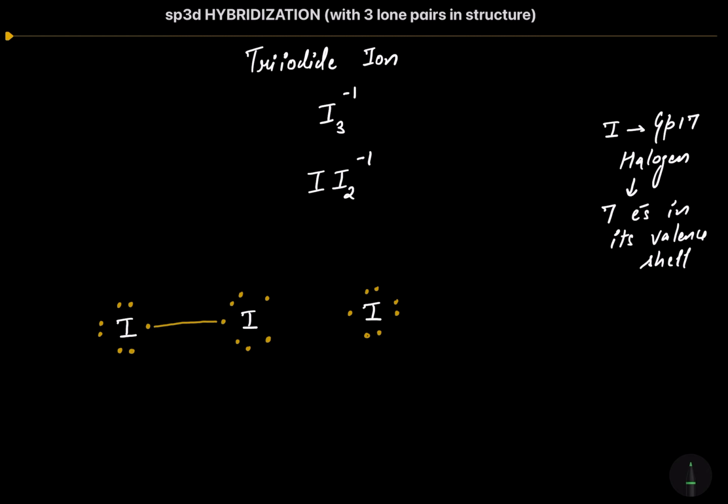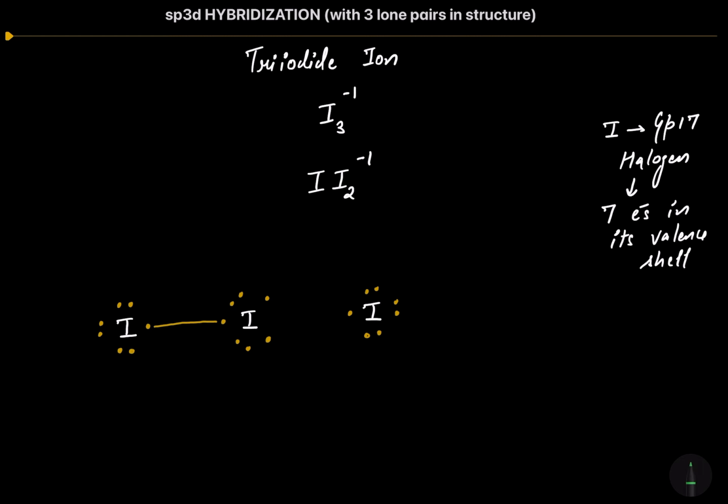Now let's count the number of valence electrons for the second iodine after the formation of one bond with the first iodine. That's the first electron, second, third, fourth, fifth, sixth, seventh, and the eighth. So that means second iodine has also attained octet, that is 8 electrons in its valence shell after the formation of one bond with the first iodine. What about the third iodine now?